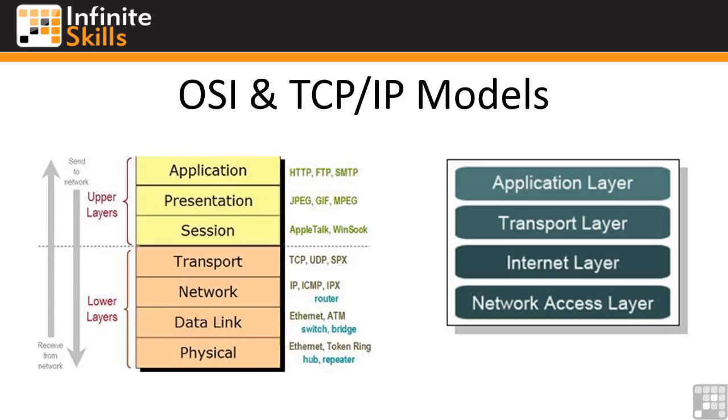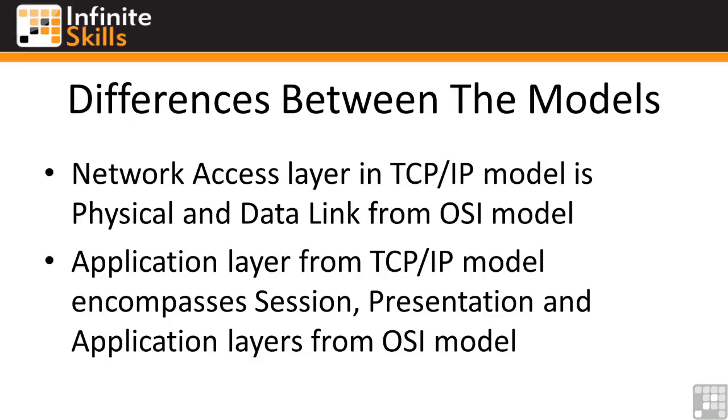Above that, we've got session, which is AppleTalk and WinSock, for example. The presentation layer, which is layer 6, has image files and video files, so JPEGs, GIFs, MPEGs. And finally, at the application layer, or layer 7, we've got things like HTTP, FTP, and SMTP. So application protocols are at the application layer. Now, there are just a couple of differences between the models. In the TCP/IP model, we've got the network access layer, and that's really the same as the physical and data link layer from the OSI model.